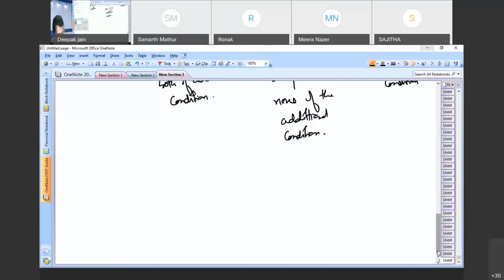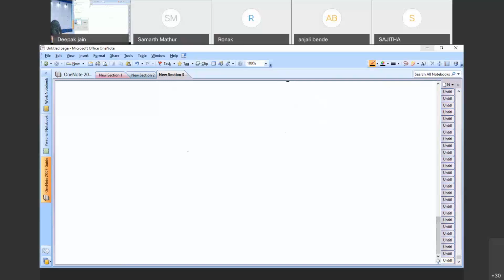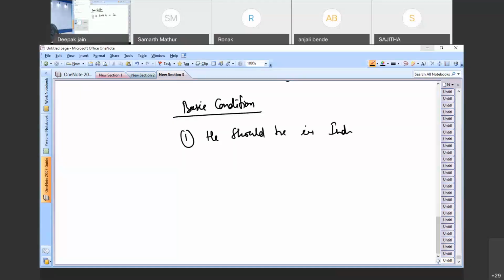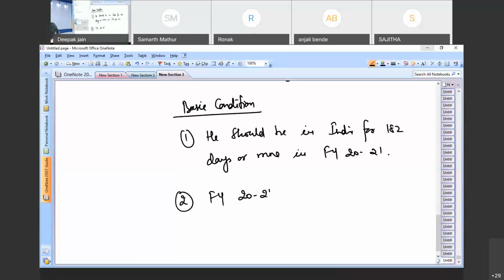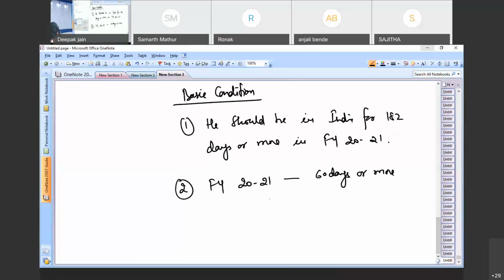Please, sir, move further. Now, what, sir, is the amendment? Please write. Make it fast, beta. Basic condition number 1: he should be in India for 182 days or more in financial year 2021. Second condition: in financial year 2021, he should be in India for 60 days or more, and in the immediate past 4 years.